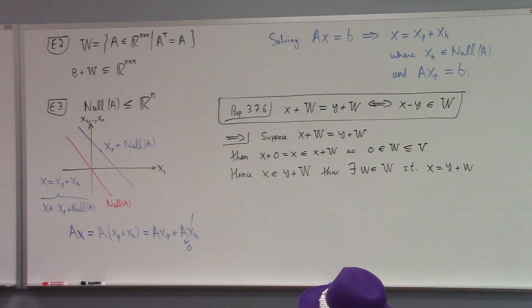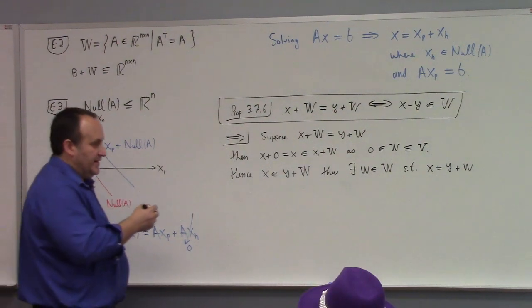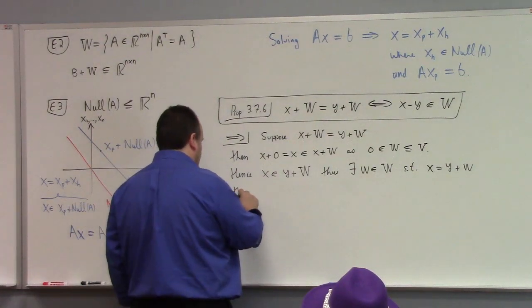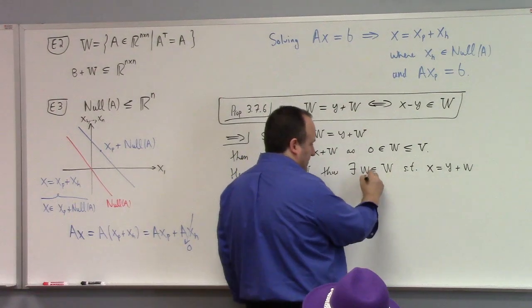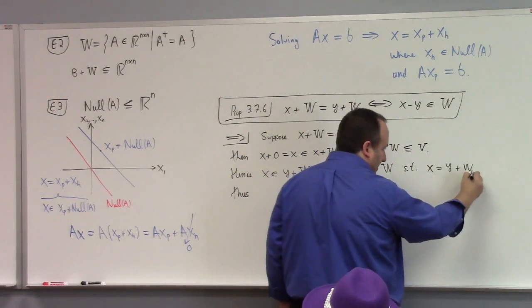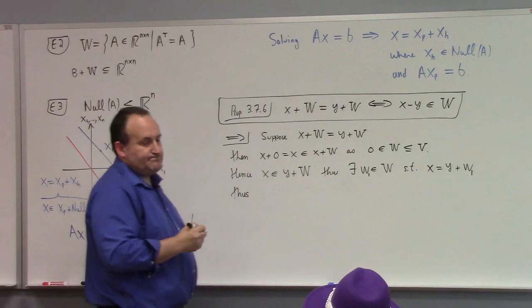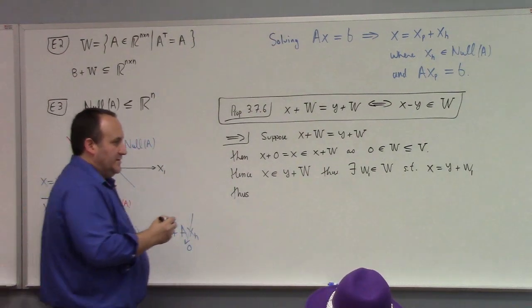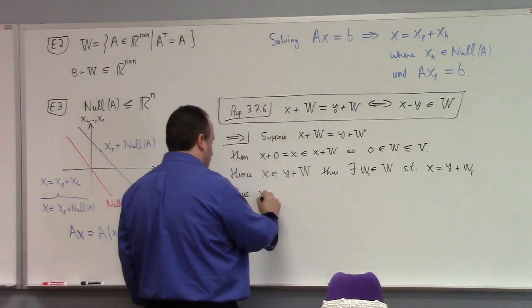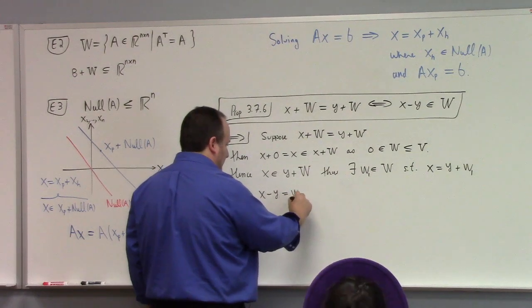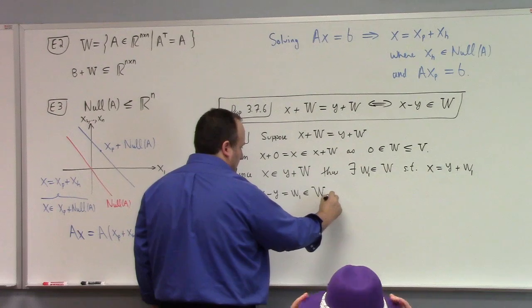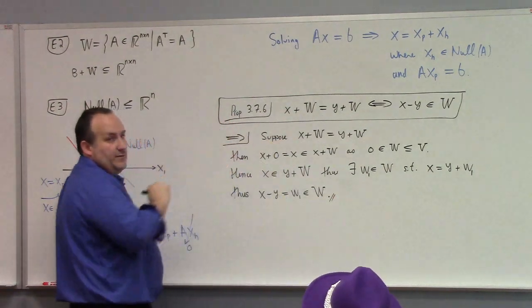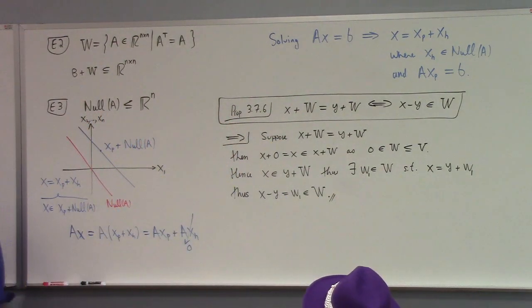And what does that tell me? Well, that tells me that x minus y, tell you what, I'll put a sub 1 on this so it looks a little bit different. That better? There you go. So thus, x minus y is equal to w1, which is an element of W. And that completes the forward implication. If they're equal, the difference must be in the subspace.